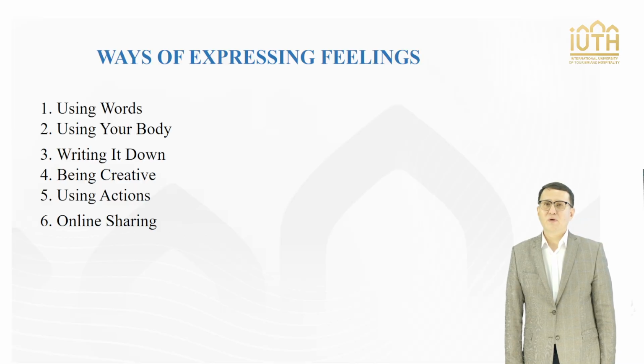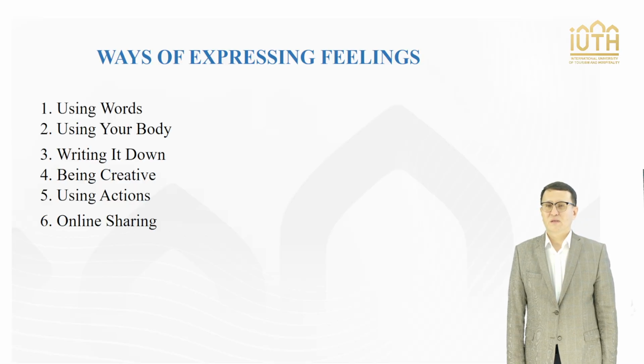And now let's point out some ways of experiencing feelings. Here are 6 ways of experiencing feelings. First, using words. Talk about your feelings. You can say things like I feel happy or I feel sad. Second, using your body. Your face, hands, and voice can show how you feel, like smiling, frowning, or using a kind tone.